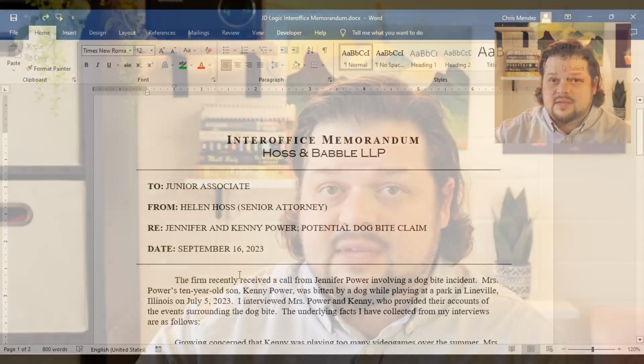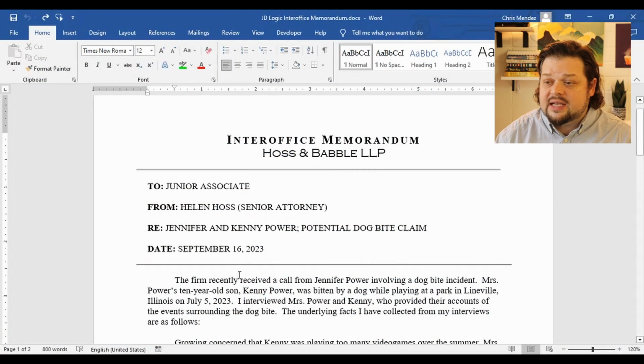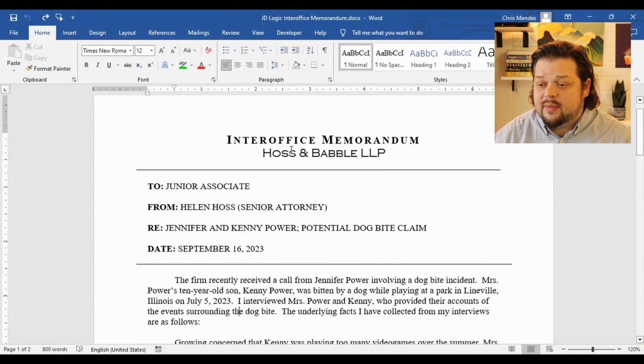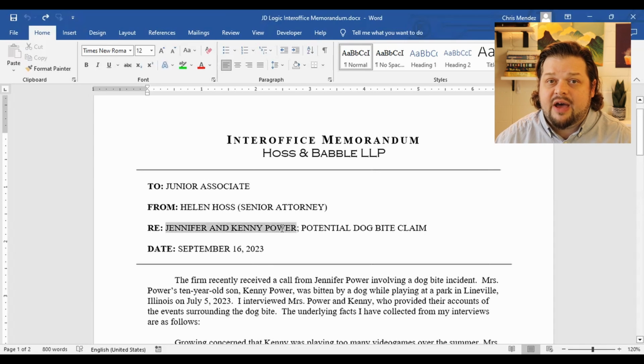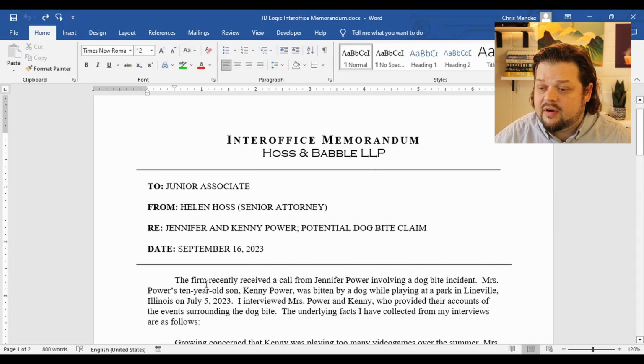All right, let's take a look at our case file here and go through the facts, pick out the important facts, characters, places, things like that, so we know what we're talking about when we start organizing our legal argument. Okay, so what we have, and you'll get something like this from your professor too, is just an interoffice memo from our boss, Helen Haas, and the subject here is Jennifer and Kenny Power. That's the mother and the son that I said earlier, and we're talking about a potential dog bite claim. So let's go through this and highlight facts that will be important to our issue later on.